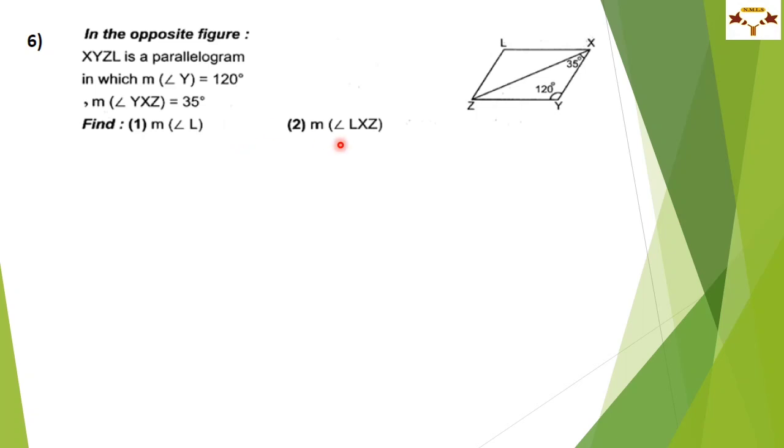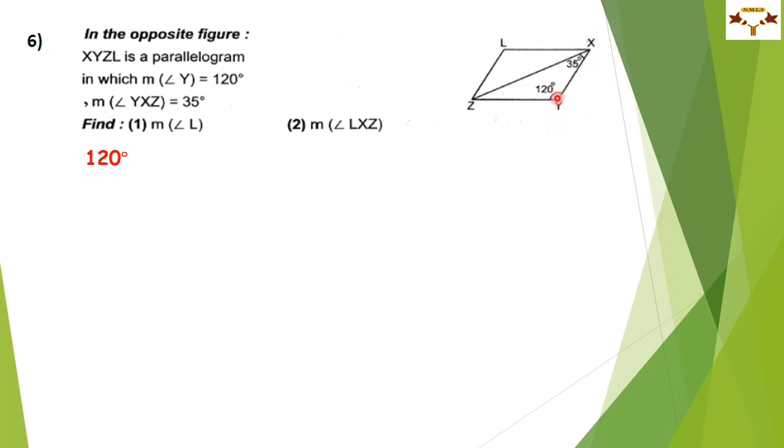Number 6. In the opposite figure, XYZL is a parallelogram in which measure of angle Y equals 120 and measure of angle YXZ equals 35 degrees. Find the measure of angle L and the measure of angle LXZ. Here, let's see, I have measure of angle Y 120, so measure of angle L, which is the opposite angle to angle Y, equals 120 degrees. Let's go to angle LXZ.